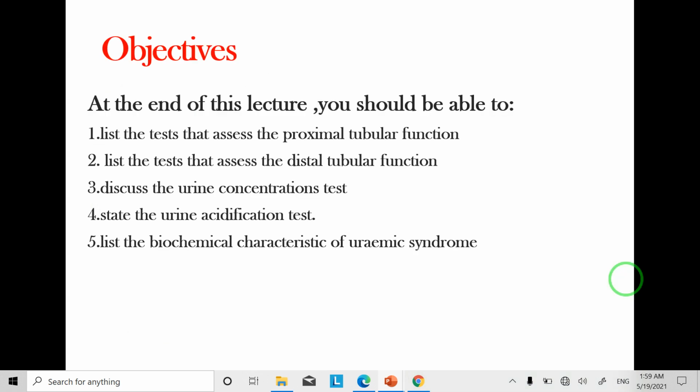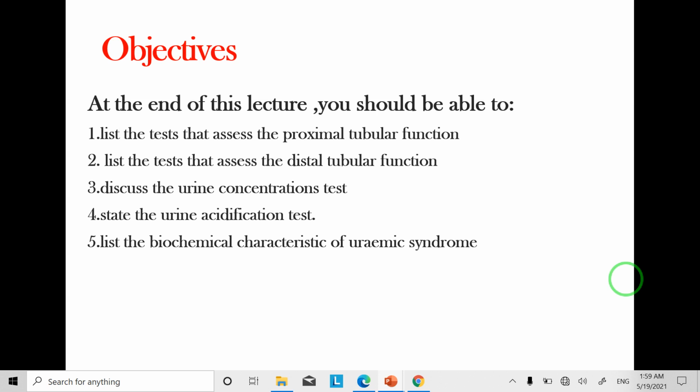The objective of this lecture: we will list the tests and know about how to assess the proximal tubular function and also the distal tubular function test. What are the characteristic features of each of them, and how can we interpret the result of the test performed as part of the renal function test.